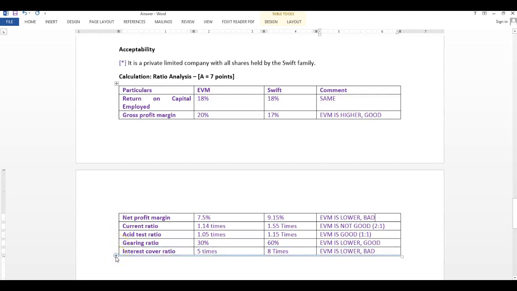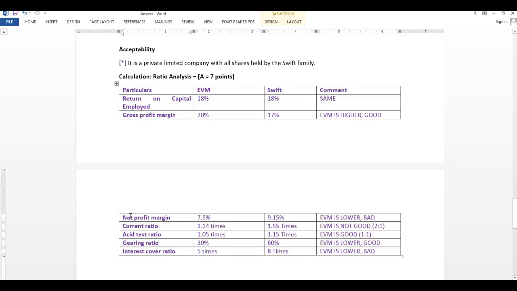So it is a kind of mixed picture, but we should not only think about the current scenario. See, this company has not been managed properly. If Swift comes into the picture and manages this company, it would actually turn around and could even become much better. So this is the end of the discussion here.